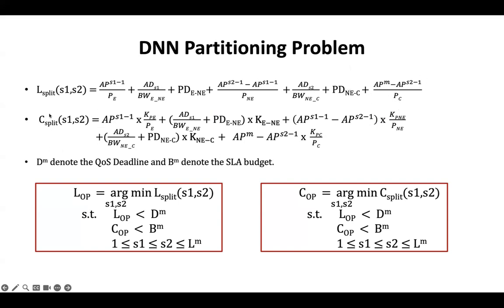Similarly, the second expression shows the cost in this particular scenario. So we denote D_M and D_M as the QoS and SLA requirements, and the optimal latency is defined as the minimum latency that we get for any S1 and S2. So we try to find the S1 and S2 for which we get the minimum partition latency, while the latency being within the budget, within the deadline, and cost being within the budget according to SLA. So a similar problem we pose for the cost.